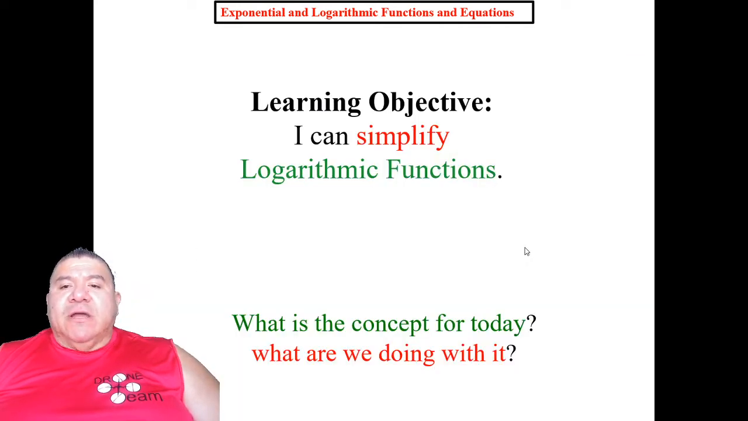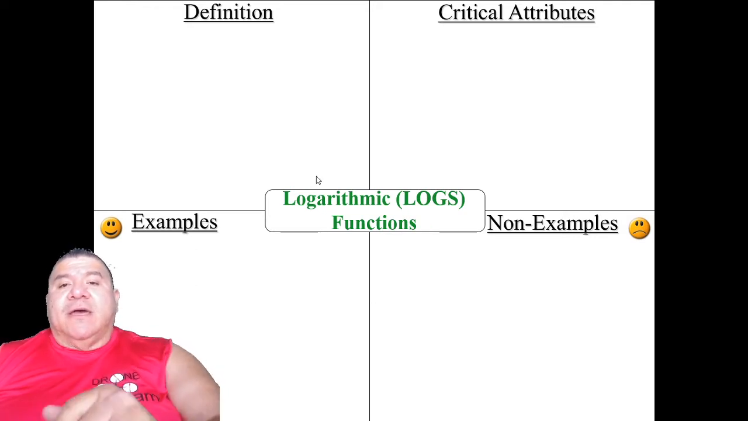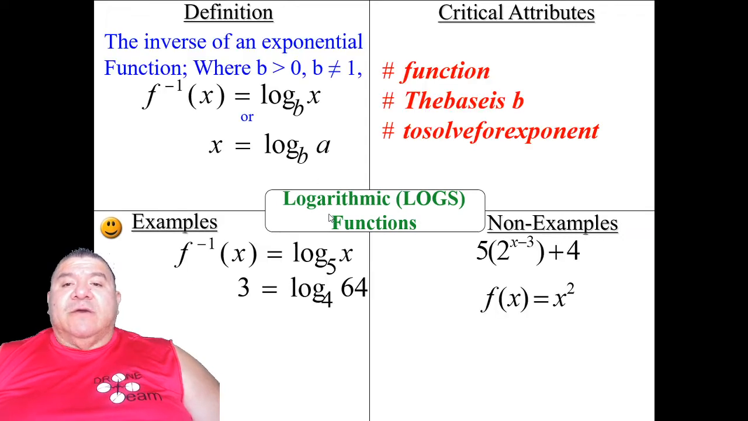Anyways, so from there, our objective for today: I can simplify logarithmic functions. And once again, just to re-emphasize, we're still on log functions. And by now you should know how to fill in your Frayer model by yourself without looking at your notes. In the Nearpod, you're going to see there's a slide there that you need to fill that in. So do that by yourself.